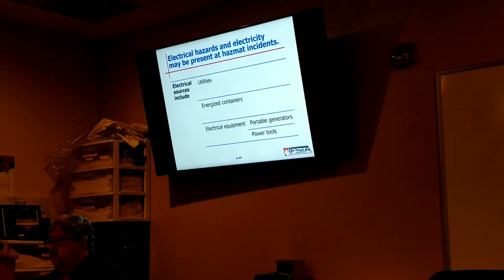Electrical hazards. Electricity may be present in hazmat incidents. We need to be able to get a hold of the utilities. They have to de-energize containers so they can take care of it. We need to watch electrical equipment, portable generators, portable tools. That's all stuff that can short out and go bad, so we have to monitor that.